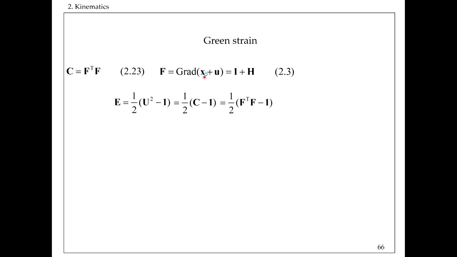So that will be with respect to x. But again, this is nothing but I plus h, where h is the displacement gradient, right? That's how we defined it back then. Now we're using this writing of F. So now we are going to substitute, instead of F, the identity plus the displacement gradient.